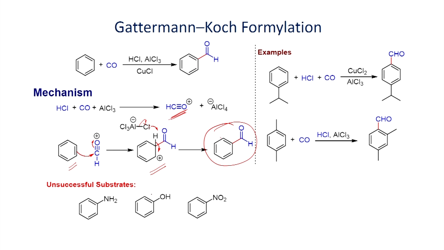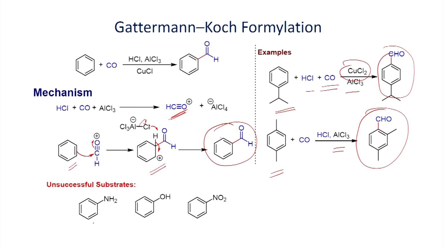So, here are some of the examples shown. You can see here the reaction of isopropyl benzene with carbon monoxide in the presence of aluminum chloride, hydrochloric acid, and copper 2 chloride to give the corresponding aldehyde as a product. Here the reaction of paraxylene with carbon monoxide in the presence of hydrochloric acid and aluminum chloride is shown to give this aldehyde as the product.